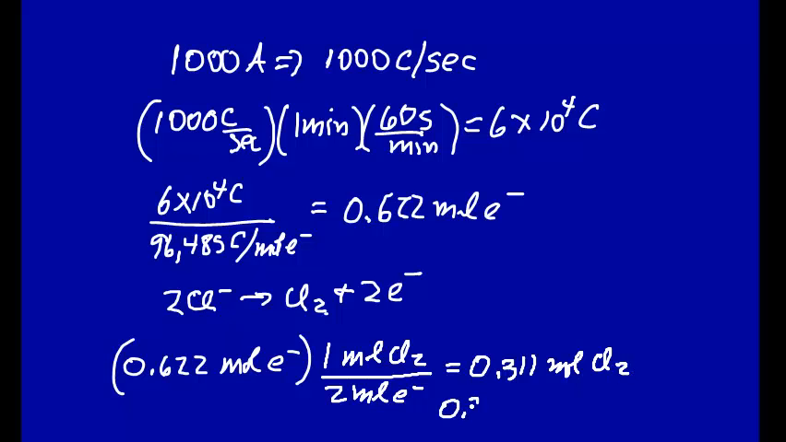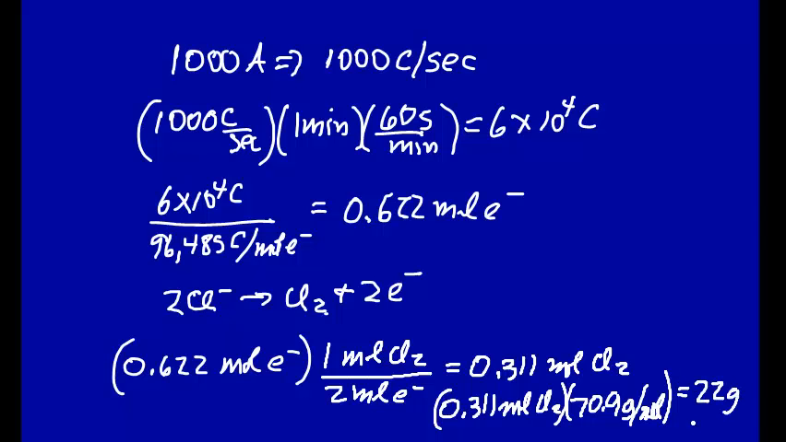Well, 0.311 mole Cl2 multiplied by the molar mass, which is 70.9 gram per mole. And that comes out to be 22 grams of Cl2. So that's how much chlorine we can produce with that cell system.